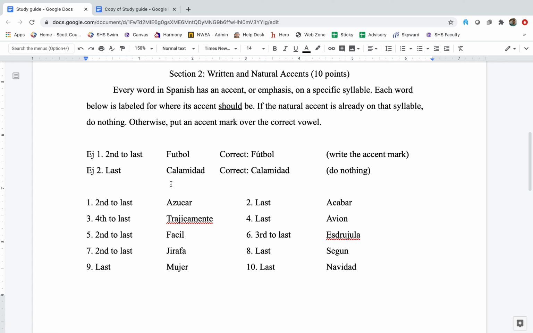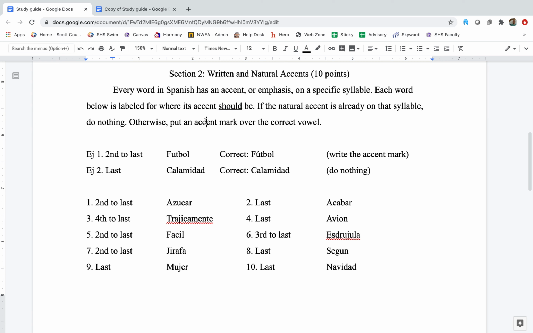Now, obviously, the Canvas quiz is going to look different from this study guide because it'll be in Canvas format instead of a Word document type deal. But what you're going to be asked to do is the same. So, just to review, every word in Spanish has an accent or emphasis on a specific syllable. Each of these words is labeled for where its accent should be. If the natural accent is already on that syllable, do nothing.